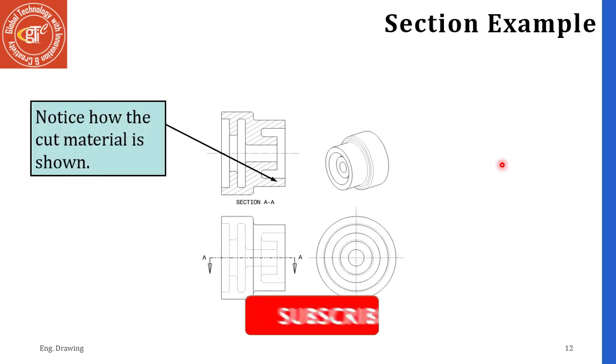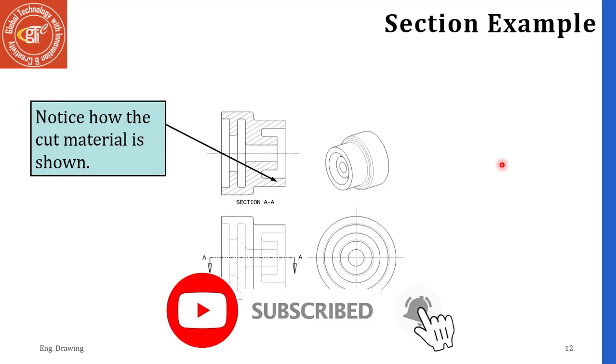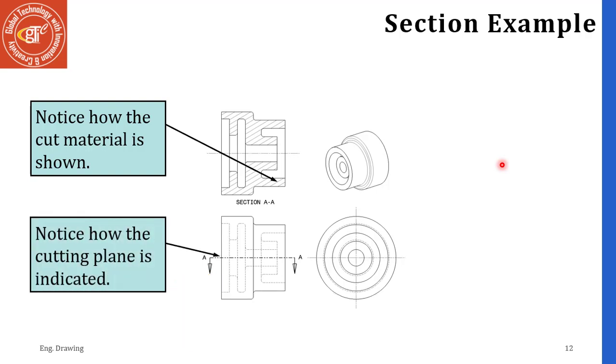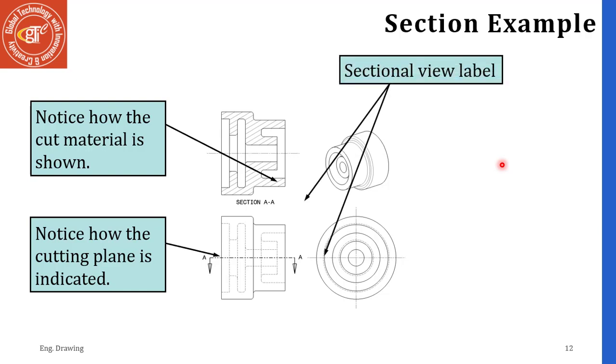Here is another sectioning example. So here you can see how the cut material is shown, and here you see how the cutting plane is indicated. And these are the sectional view labels. This A-A and this section A-A.